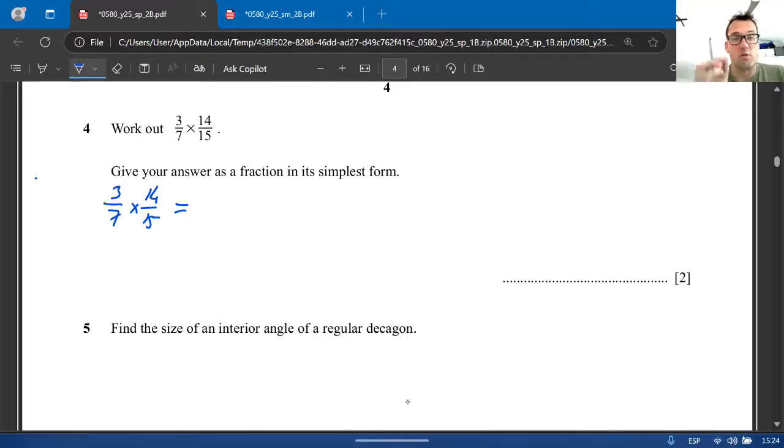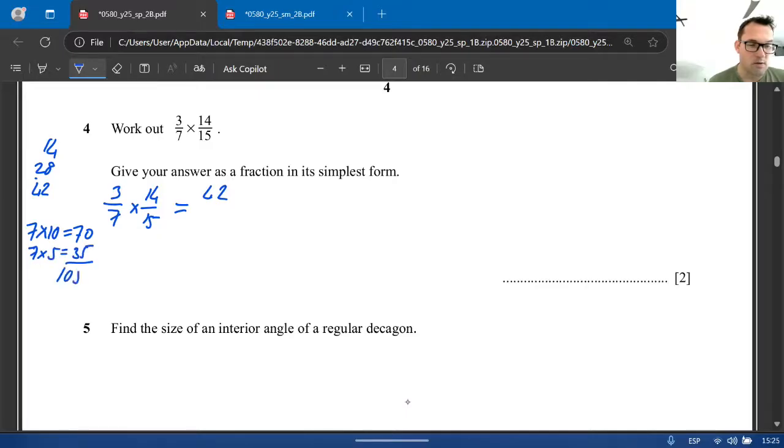Just remember, fractions, we multiply the top with the top, the bottom with the bottom. So we're going to do 3 times 14. 3 times 14 is 42. And then we do 7 times 15. What's a quick way to do 7 times 15? Well, you could do 7 times 10 is 70. And then you can do 7 times 5 is 35. Add them together, that gives you 105. See? Easy stuff.